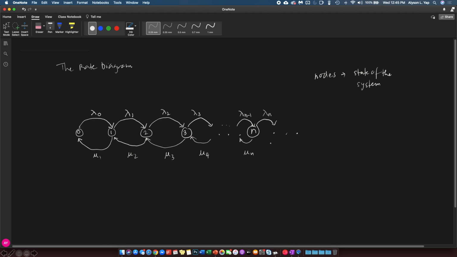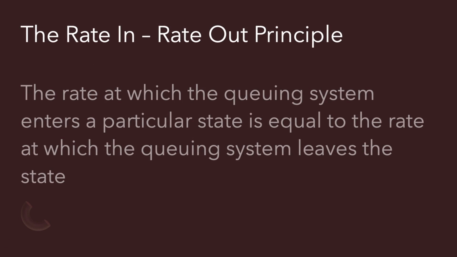Mu sub n, mu sub n minus 1. There is a principle in queuing theory that is called the rate in, rate out principle. It states that the rate at which the queuing system enters a particular state is equal to the rate at which the queuing system leaves a state.